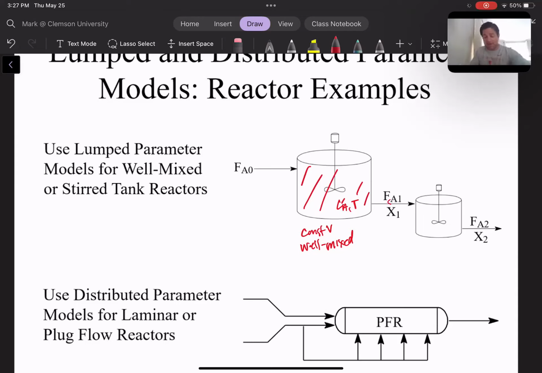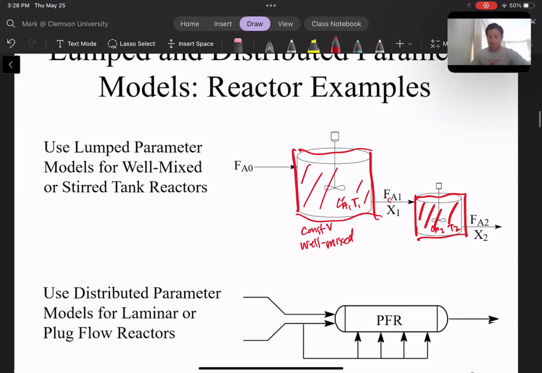Going into the next system, let's call this T1 up here, and CA2 at T2. So in this system right here, we have a constant concentration at a different concentration, but also a constant temperature. So we would treat these as essentially no spatial variation inside these systems, and we can just look at inlets and outlets of the process.